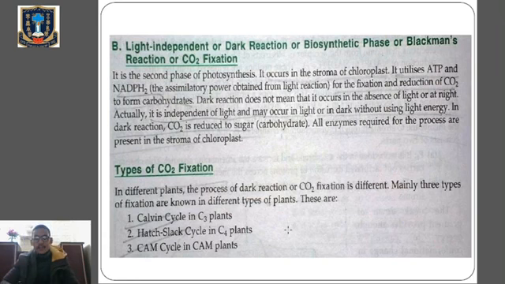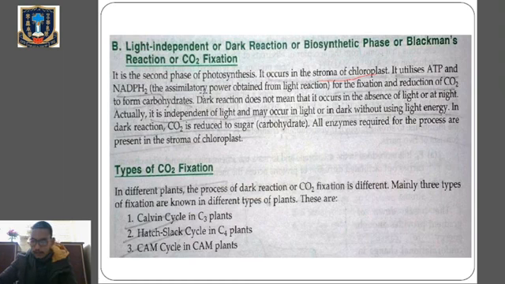So this light independent reaction or the dark phase of photosynthesis occurs in the stroma of chloroplast. It utilizes the ATP and NADPH2 for the fixation and reduction of carbon dioxide to form carbohydrates.